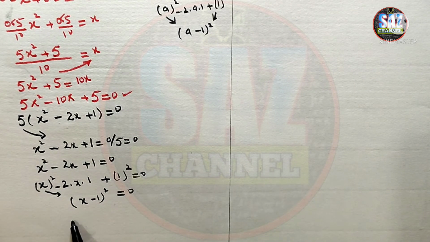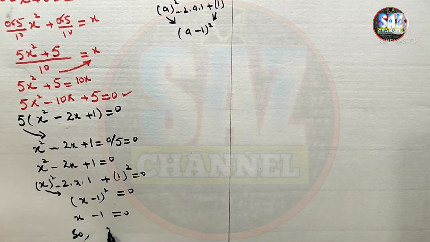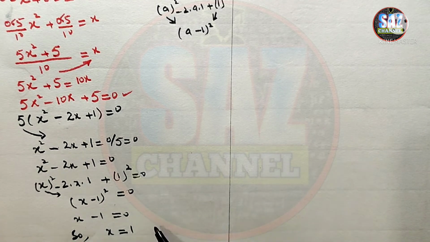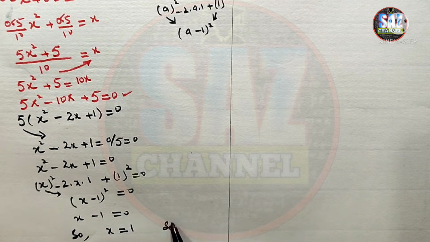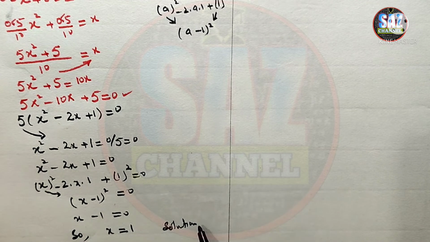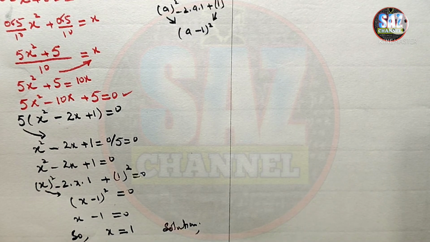Now we have to take the square root on both sides, and the equation will take the form x minus 1 equals 0. So x equals 1 is the required solution. I hope you are clear how we decide by which technique we are going to solve the question.